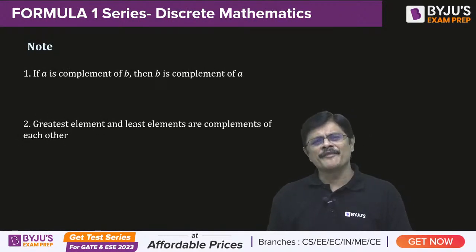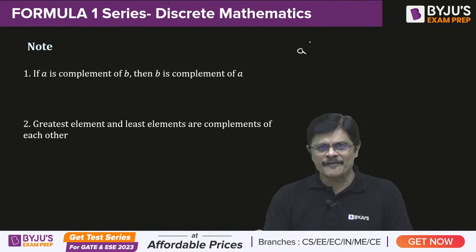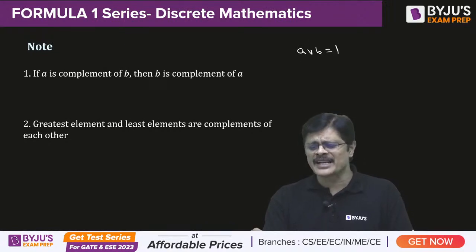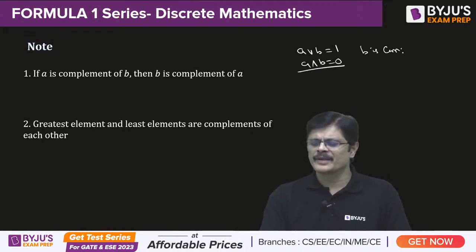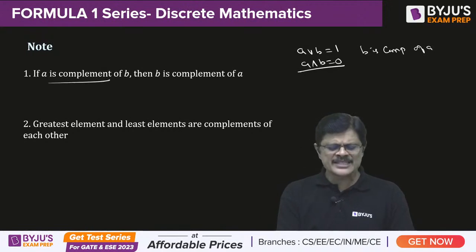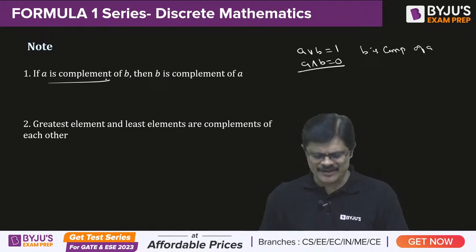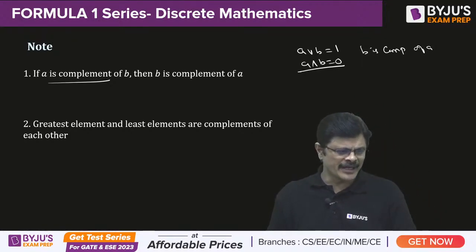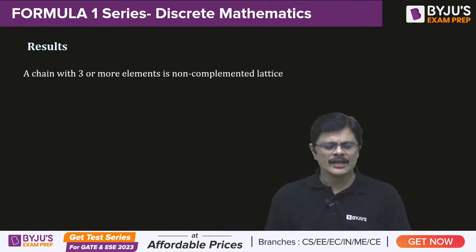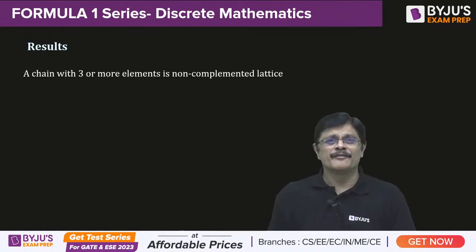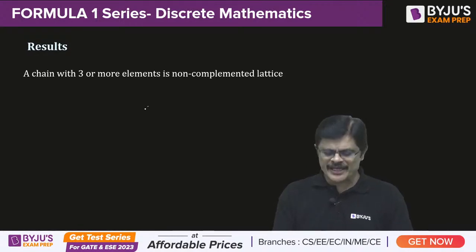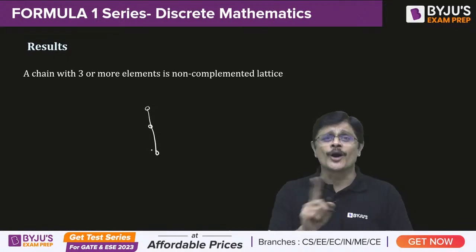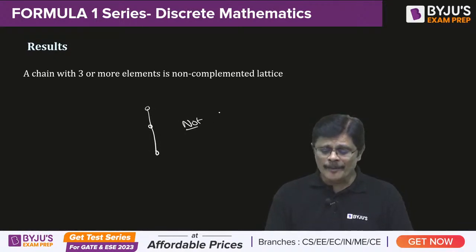Now, what is the complement of an element? The complement of the element A is such that A or B is the greatest element and A and B is 0, then B becomes the complement of A. And if A is the complement of B, B becomes the complement of A and vice versa. For the greatest element, the least is the complement, and for the least, the greatest is the complement. Now, if it is a chain with 3 or more elements, complement does not exist. In a chain with only 2 elements, complement exists. If it has 3 elements, no complements. It is not a complemented lattice.